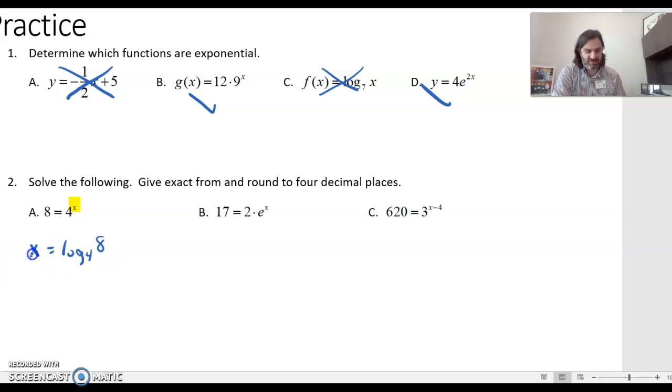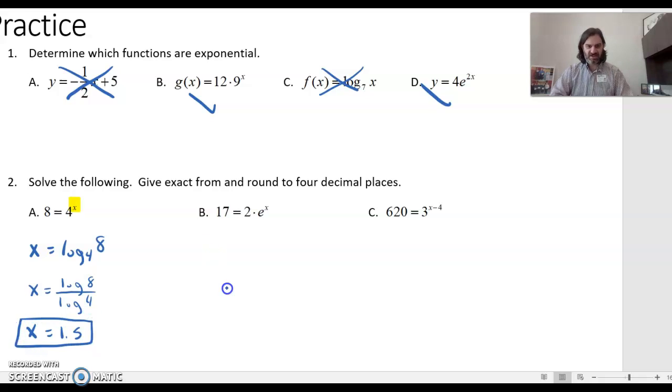And if we do that, we need a change of base to evaluate that. So x equals log 8 over log 4. And then we'll go to the calculator. Log 8 divided by log 4 says 1.5, a really nice answer. Okay, 1.5.